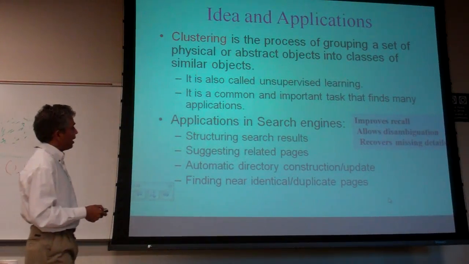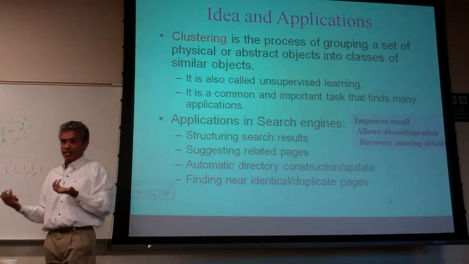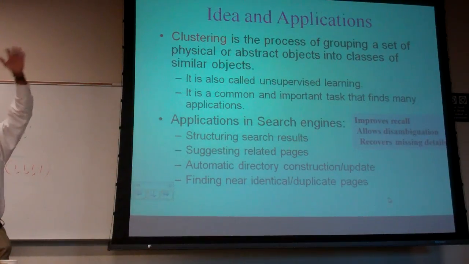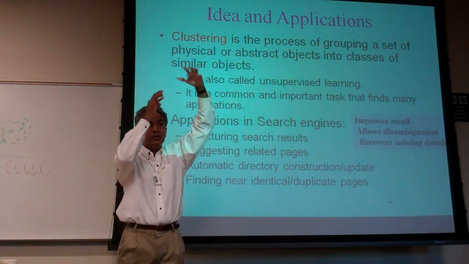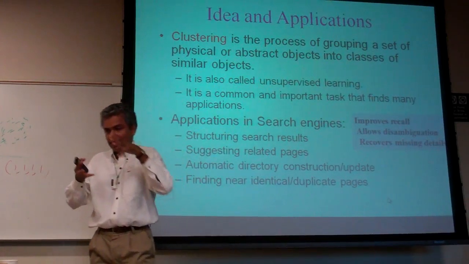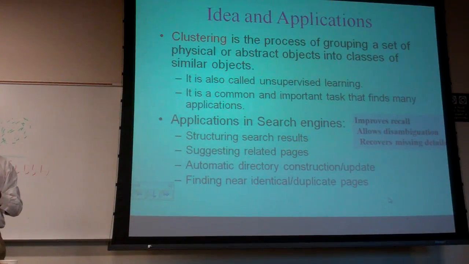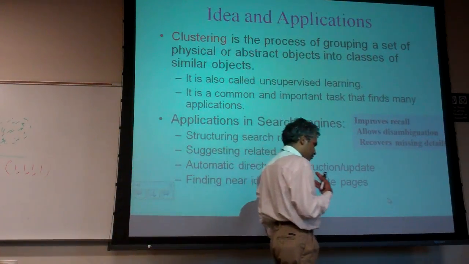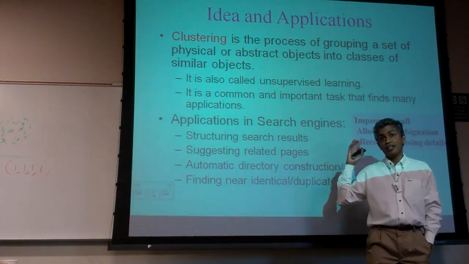Why do I care? Because in search, in IR, you might want to structure search results. So instead of just saying, here are the 100 results, or here are the 1,000 results for your query, I can actually cluster these 1,000 results into 3 groups of varying sizes and say, here is one cluster of results, here is another cluster, here is another cluster. This could have some of the same effect as what LSI and correlation analysis were trying to do.